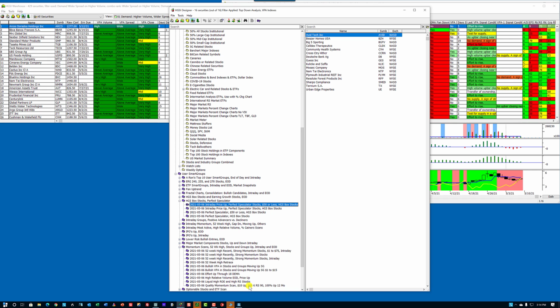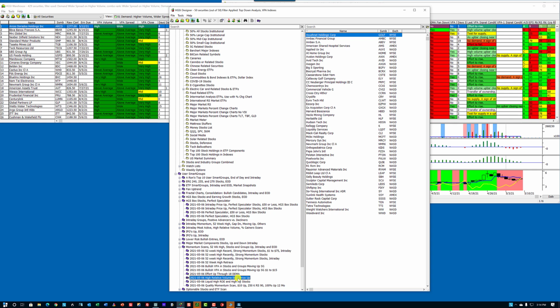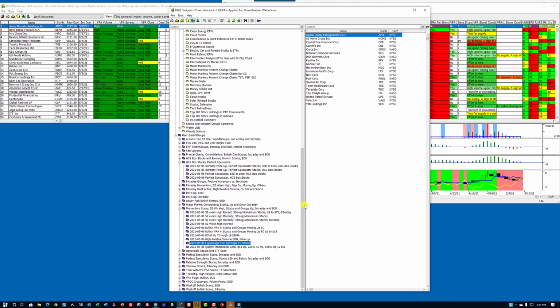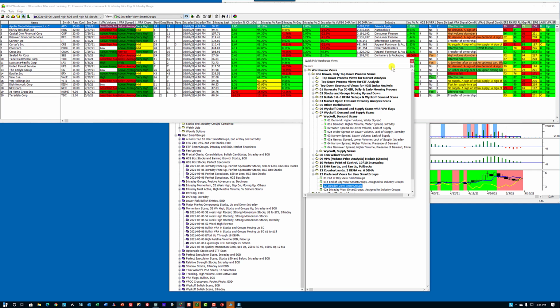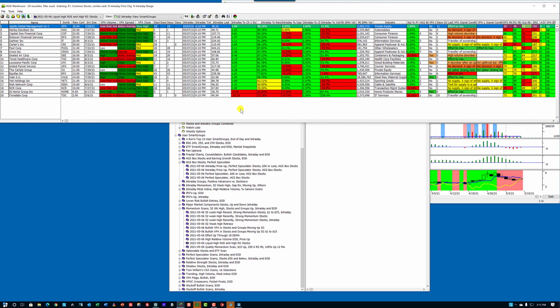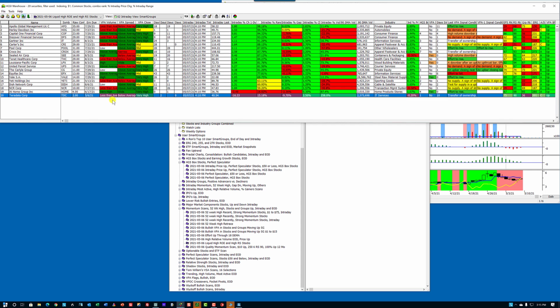Under momentum, you're going to find it down here. Right here is the one I'm looking for. You can see that there's 20 securities in here. Now when I click through and go down to a generic intraday view, you can see that all 20 of them come through, and everything was up today.